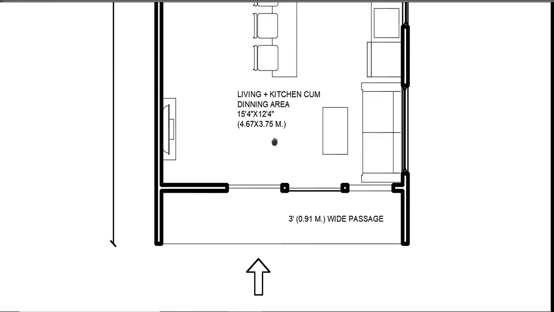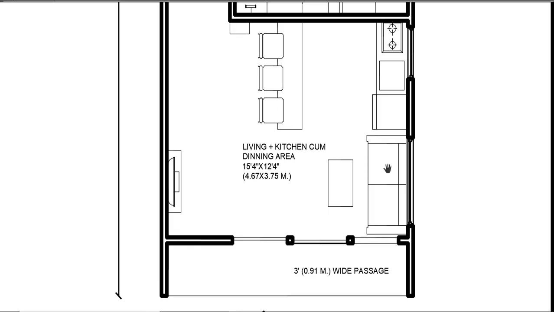So we have a living plus kitchen cum dining area. You can see here the sofa arrangement, tea table arrangement, and also a TV unit on the front wall, and we have a kitchen cabinet with burner, sink and refrigerator arrangement. On that side we have a dining counter with 3 chairs and a wash basin arrangement. Also we have 2 large size windows for ventilation and light purpose of this area.